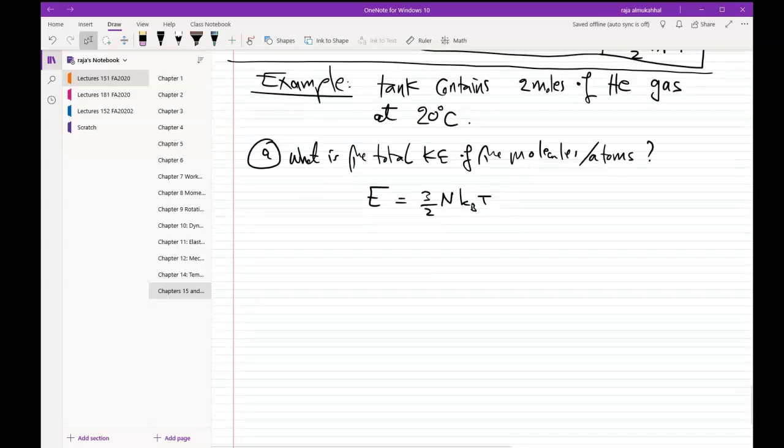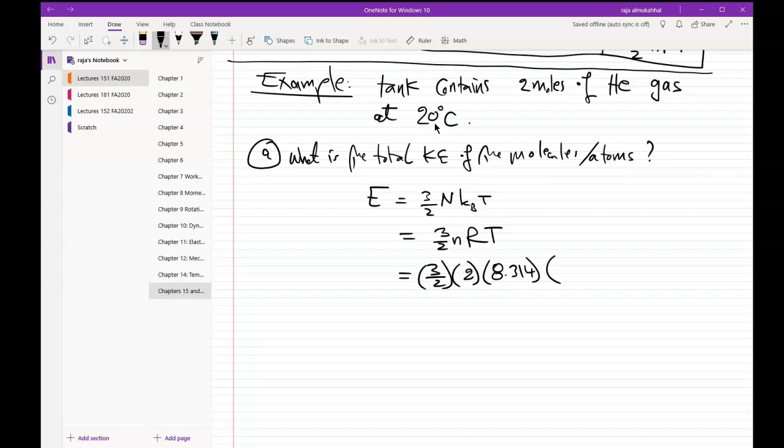But keep those in mind. If I go back to this one, I can use this, but a shorthand way would be simply 3/2 nRT. Why? Because he gives me the number of moles, small n, and the temperature, and of course we want to convert it to Kelvin. Plug it in: 3/2, number of moles is 2, R is the universal gas constant, 8.314, and the temperature is 20 plus 273. And you just calculate all of that.